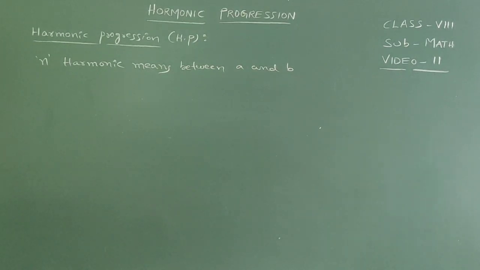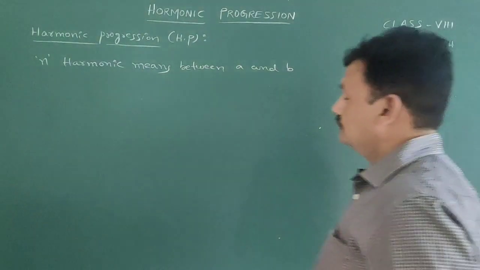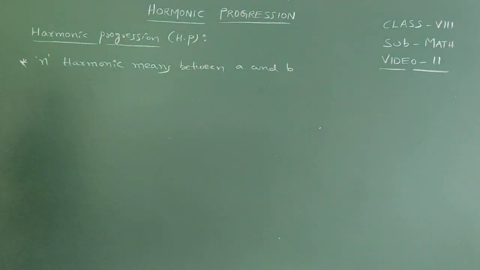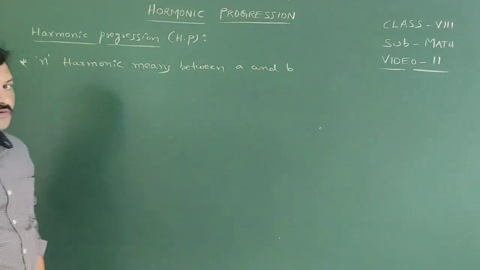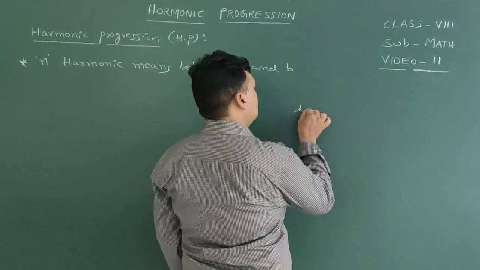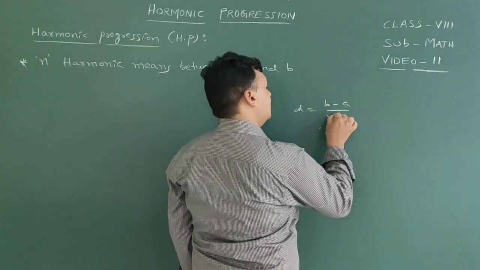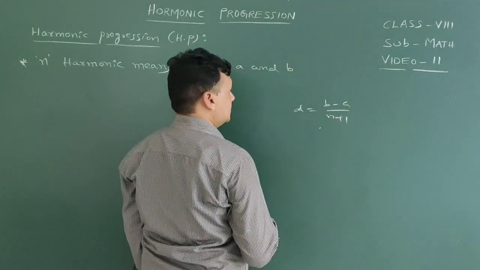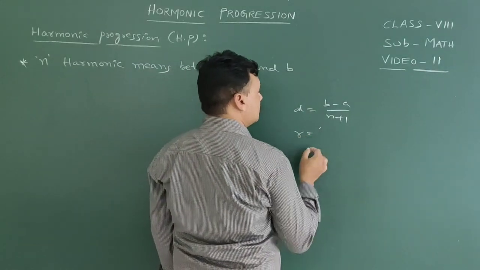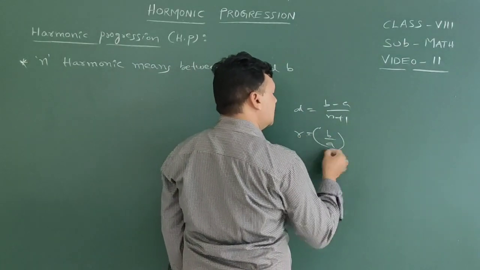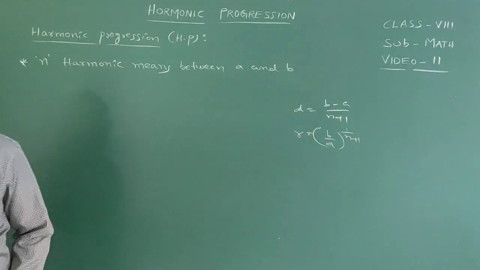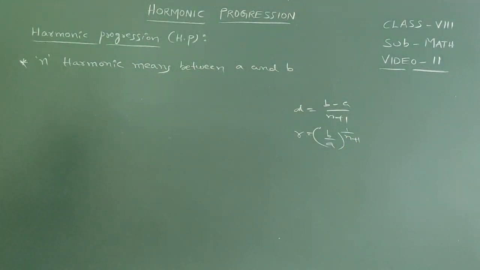Now n arithmetic means between A and B, then D equals B minus A by n plus 1. We completed this earlier. If they are in geometric progression, R equals B by A whole power 1 by n plus 1. These two things we already completed earlier.